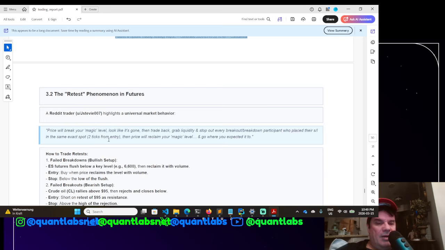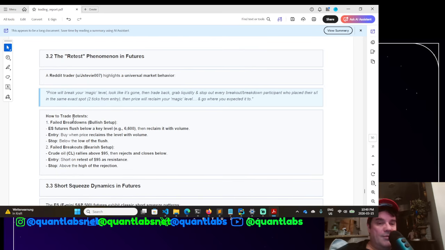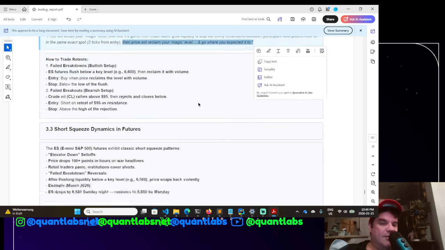The retest phenomenon in futures. Nobody's ever heard of that. So this will tell you price will break your magic level, look like it's gone, then trade back, grab liquidity, stop out, break down the participant who played their short, long in the same exact spot, 2 ticks from the entry, and price will reclaim your magic level and go where you expect it to go.